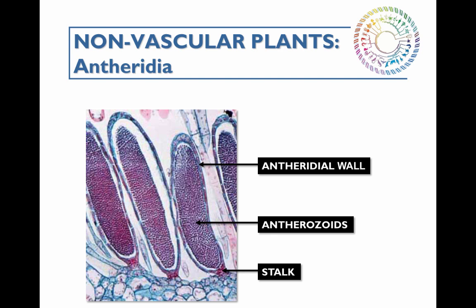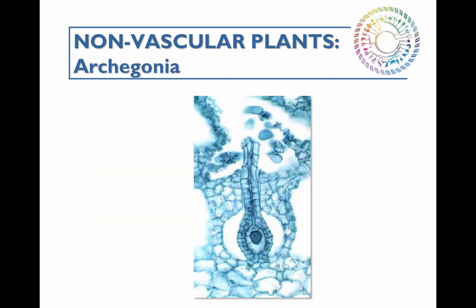The eggs, the female gametes, are created in archegonia and are protected by the archegonia. And archegonia are much more complex structures. Here at the center of this archegonium we have an egg, a large cell sitting there waiting to be fertilized by the sperm. And you'll see that the archegonium is actually a flask-shaped structure. There's an enlarged base to the archegonium surrounding the egg. And that basal portion of the archegonium is known as the venter.